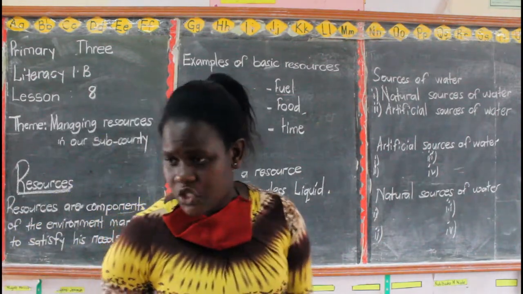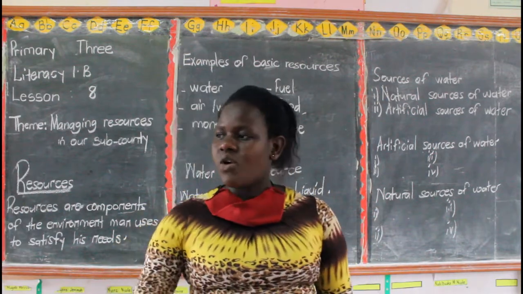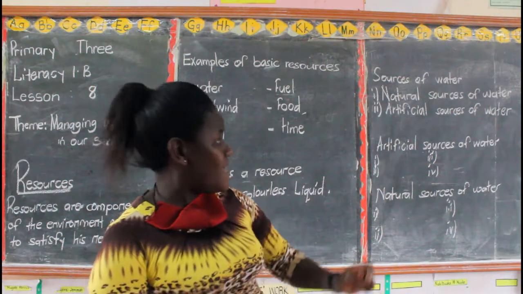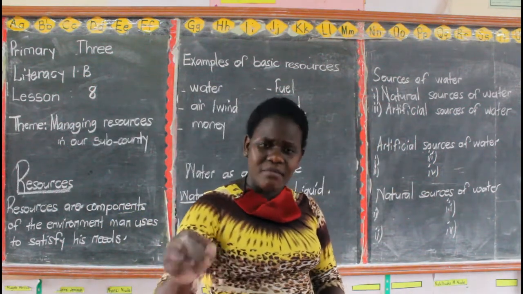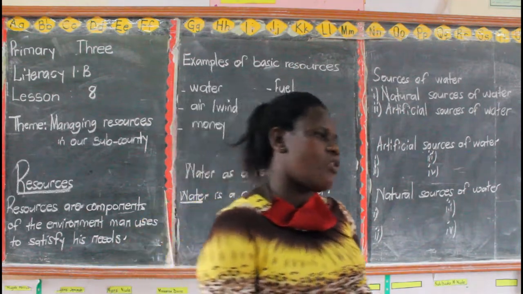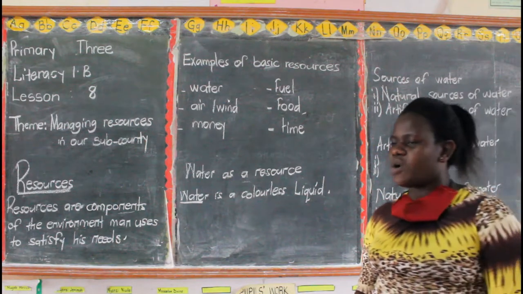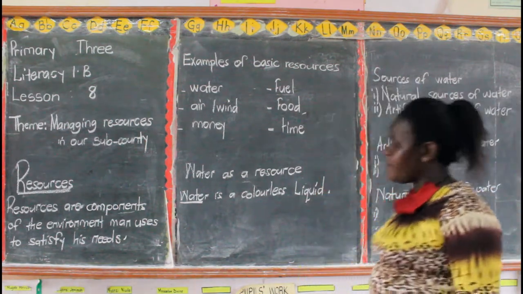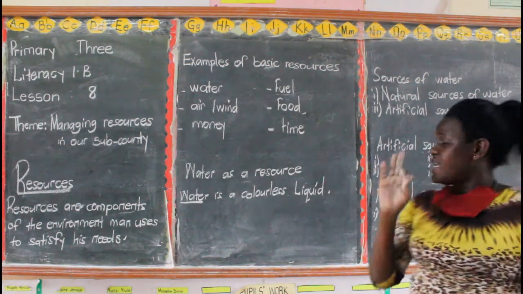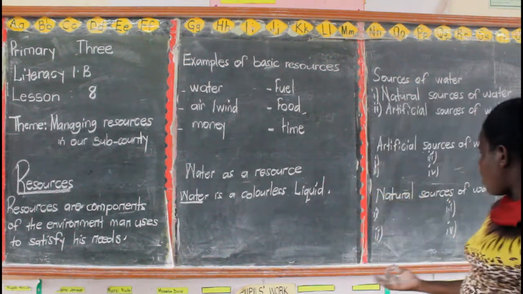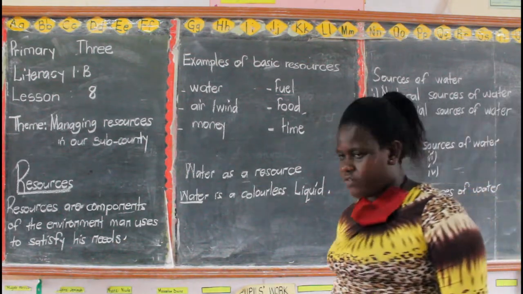Natural sources of water, children, are God-made sources of water. Then when they talk about artificial sources of water, these ones are man-made sources of water. Artificial are man-made sources of water. Already I have told you that they are man-made sources of water. So, can you give me please some of the examples of the artificial sources of water?